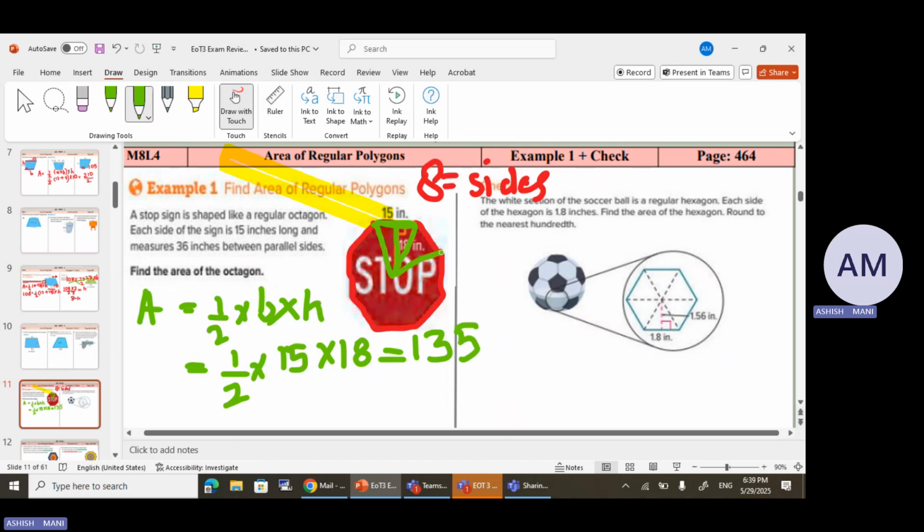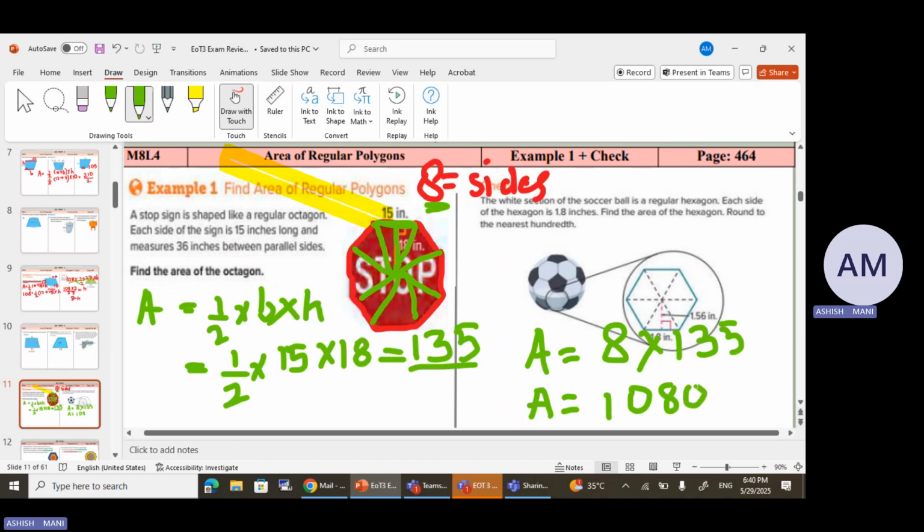Now if you compare like this, we will get 8 triangles. Why do we get 8 triangles? Because we have 8 sides. So at the end, whatever area of triangle you get, multiply that with the number of sides. So 8 multiply 135, and then you will get the area of the polygon. So area equals 135 multiplied by 8. The answer will be 1080, and please remember to mention the unit, inches power 2. This is how we get the area of a regular polygon.